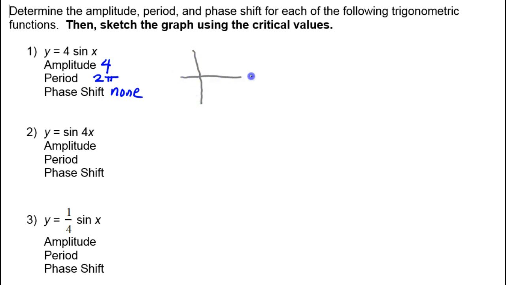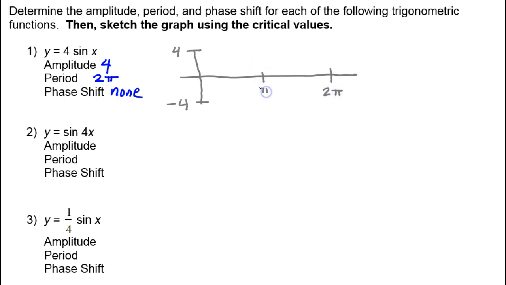So here we go. Since the amplitude is 4, we're going to allow our graph to go up to a high of 4 and a low of -4. Since the period is 2 pi, over here we'll just go ahead and call this 2 pi.